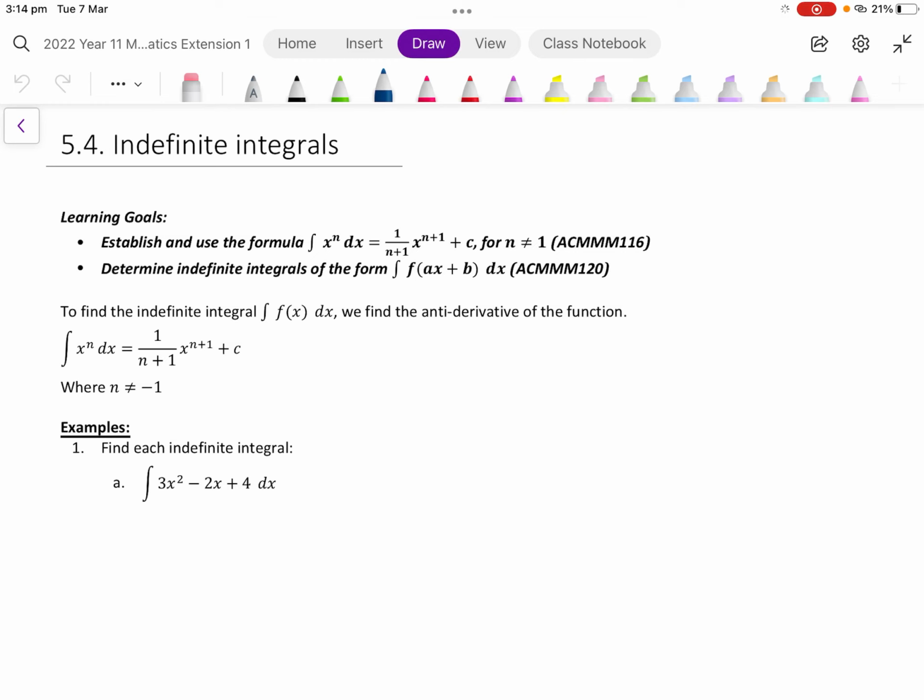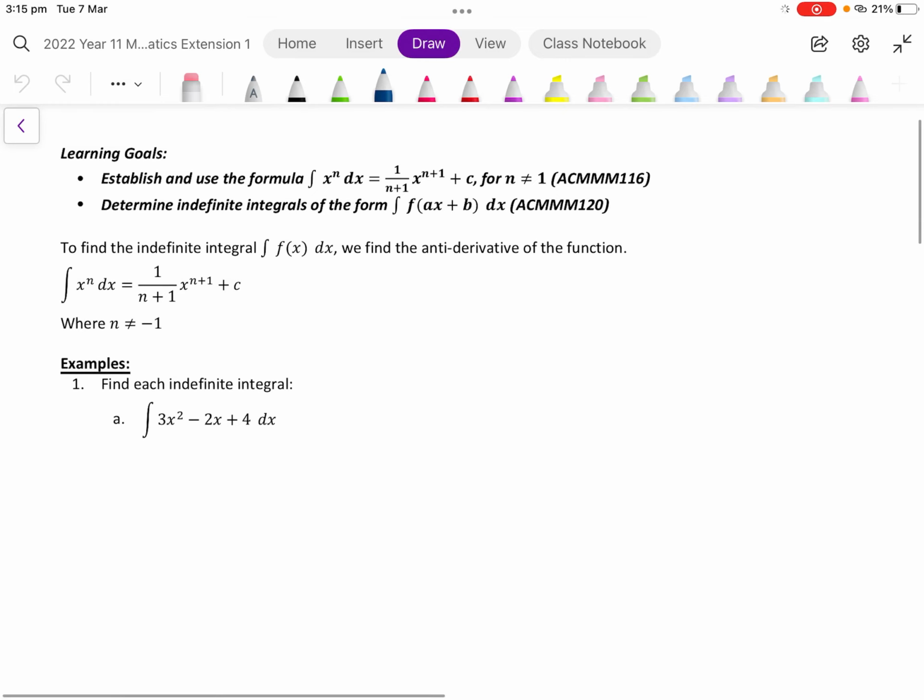So to find the indefinite integral of f(x) dx, we find the antiderivative of the function. This is where the integral of x to the power of n dx equals 1 over n plus 1 times x to the power of n plus 1, plus c. This is where n cannot equal minus 1. So let's find each indefinite integral.